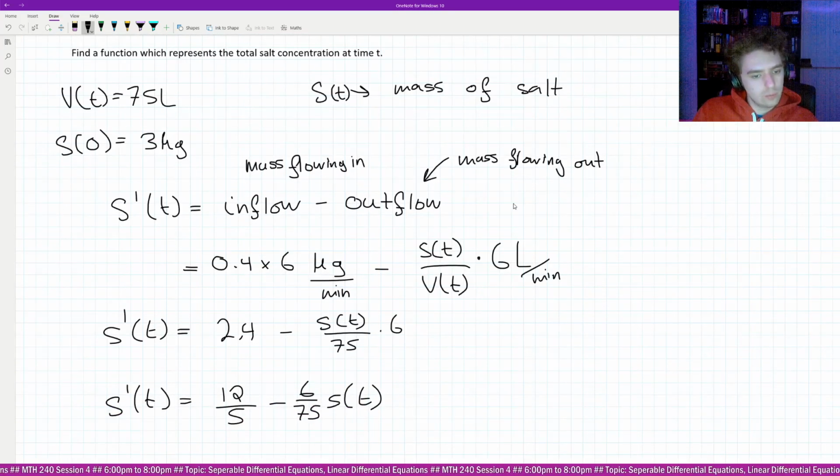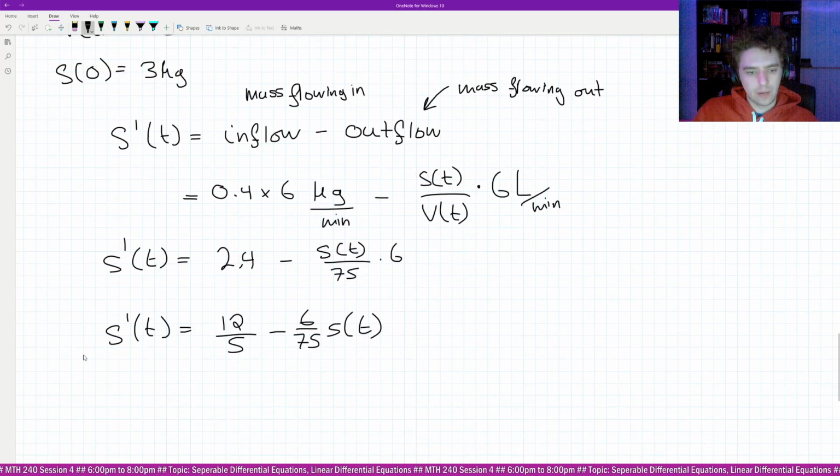We don't know the concentration that it's leaving at, though, right? We only know that it is S of t, which is the mass of salt divided by the volume. That's what concentration is, right? Mass divided by volume. So we do that, mass divided by volume. Volume's a constant. It's 75 always, right? So then I can just rearrange and get it into this form like this, right? And I'll write this as just S instead of S of t.